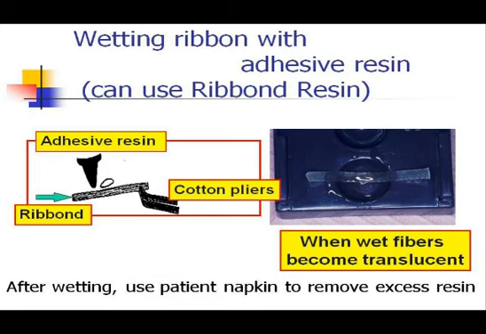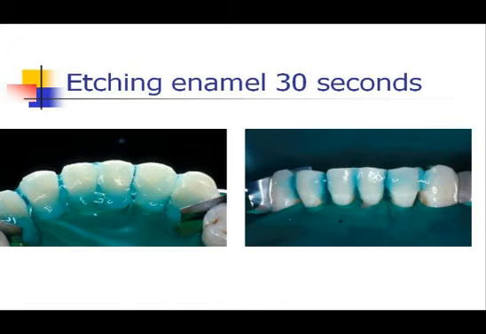When the fibers become wet, they become translucent. We go from opaque fiber to translucent fiber, a much more aesthetic fiber. After we've wetted the ribbon, we'll use a patient napkin to remove the excess resin. With the ribbon slightly wetted, we'll cover it, put it in a dark area so we don't get any polymerization of the fiber with the resin prematurely.